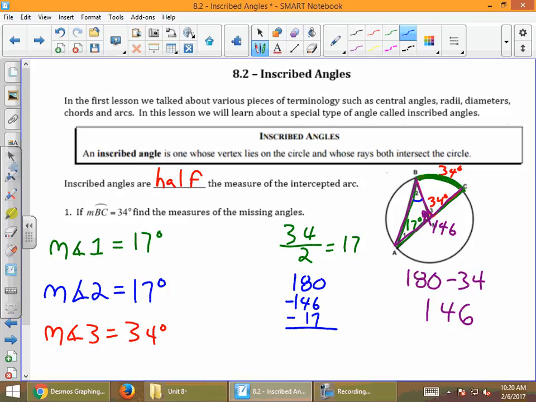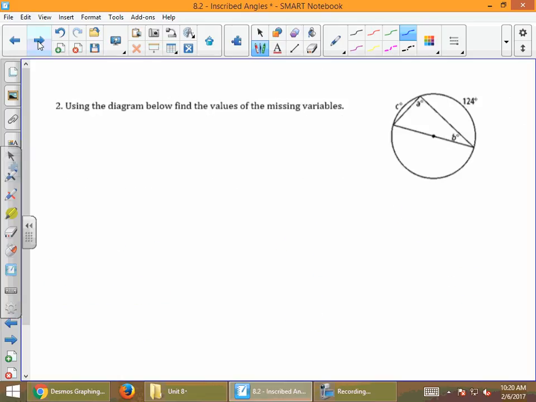Again, the nice thing about this unit is it's like a puzzle. You find one piece, use that information to find another, it just all maps onto itself. The more practice you do, the better you'll get. Questions with number 1? Moving on to number 2.